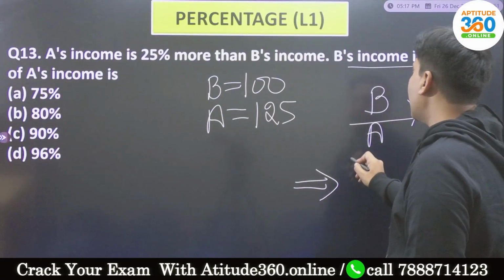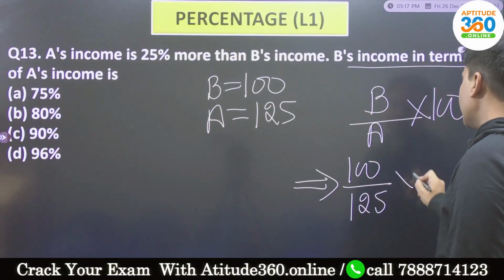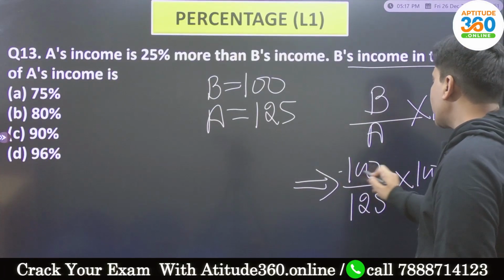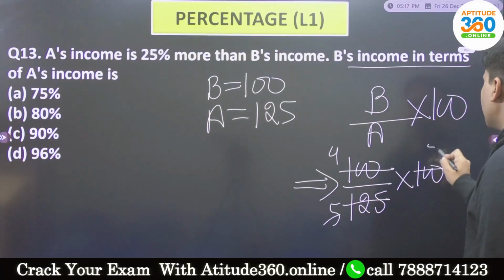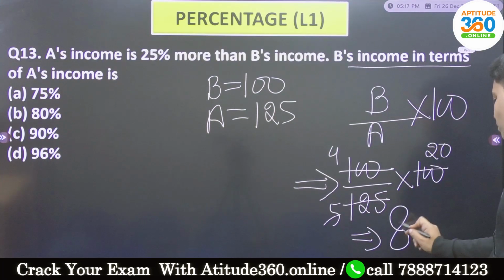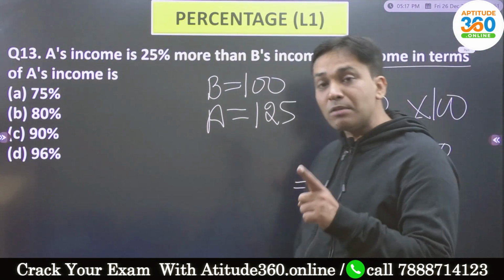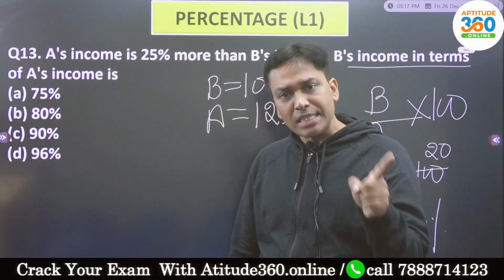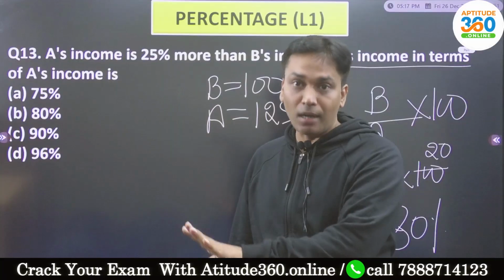The value of B is 100. The value of A is 125 into 100. If we simplify this, this is 25 into 4, 25 into 5, and this is 5. So 4 into 20 comes out as 80%. So if A's income is 25% more than B's income, then B's income is 80% of A's income.